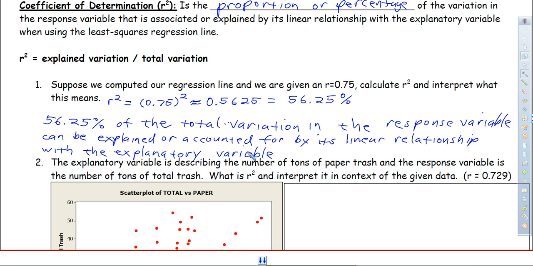And we'll look at an example right below this. So this tells us that 56.25% of the total variation, or variability, we see in the response variable can be explained or accounted for by its linear relationship with the explanatory variable. Because remember, we're looking at two variables. Our response is our variable of analysis, and we're trying to use the different variables, in this case explanatory variables, to make predictions on the response variable. And we want to know, well, how much is explained by that linear relationship.